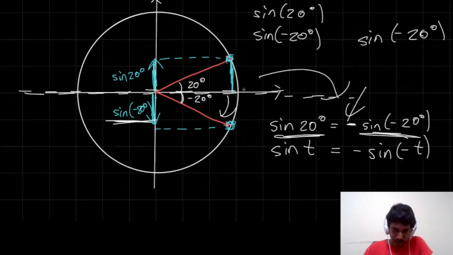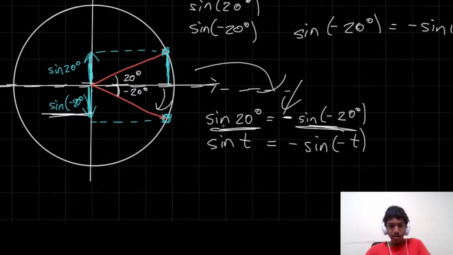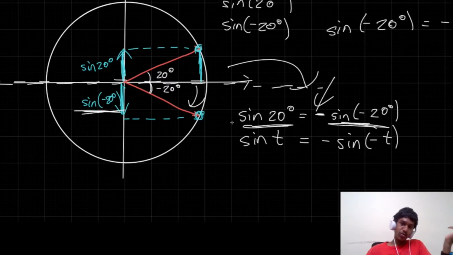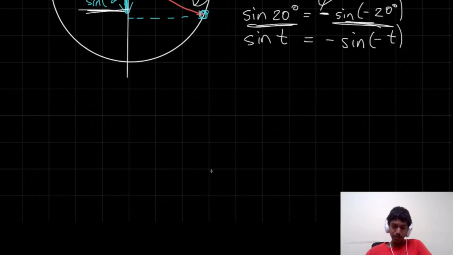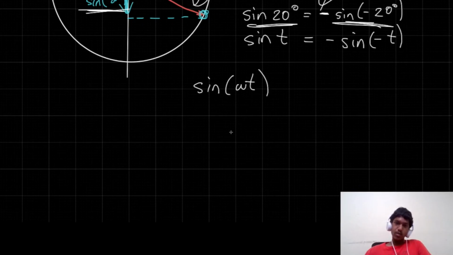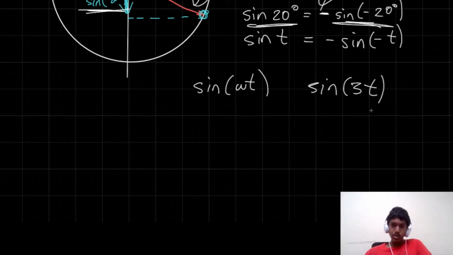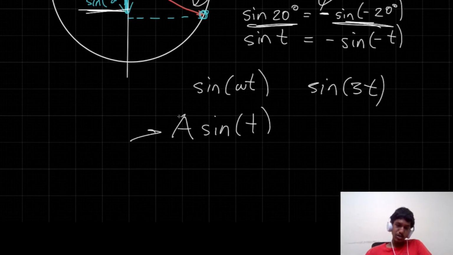Now, in future videos, I hope to unpack other transformations of trig functions. We'll look at some even more interesting ones. For example, we'll look at sine omega t, where omega is some number. So we say sine 3t, for example. What does that mean in terms of the unit circle? Or we can look at a sine t, where a is just some constant. What does this do to the sine function? And we'll look at a few more.